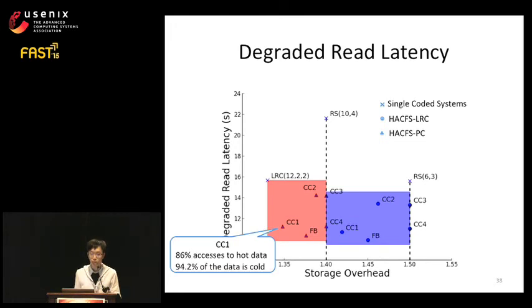We see that although we have enforced a tight storage bound, we always have a recovery cost lower than the compact code we chose. And CC1 is getting the best of both codes. It's getting low recovery costs like the fast code and also the low storage overhead of the compact code. This is because the majority of its accesses go to the hot data, and the majority of its data is very cold.